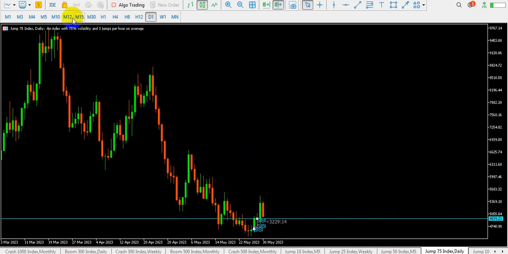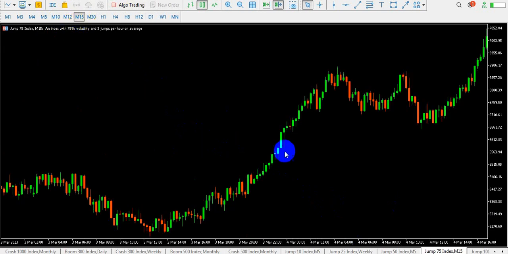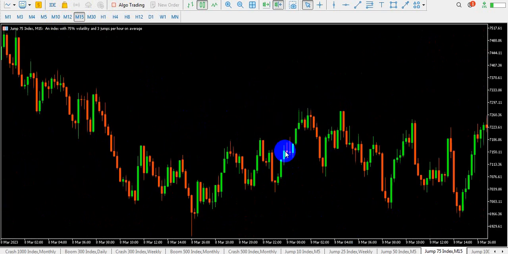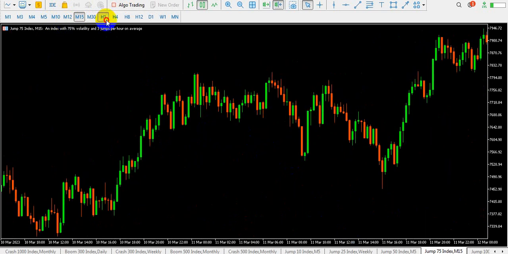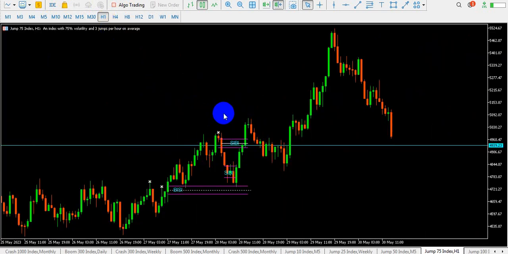So now let's drop back to the 15 minutes chart. Where were we before? I think this is where we are. Now even look at the 1 hour, we can see fair value gaps. So fair value gaps are everywhere in your chart, depending on the way you want to use them.